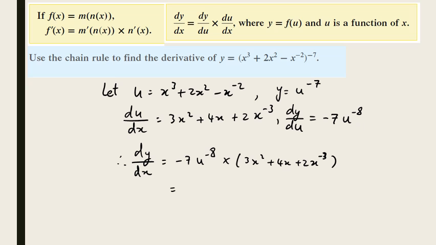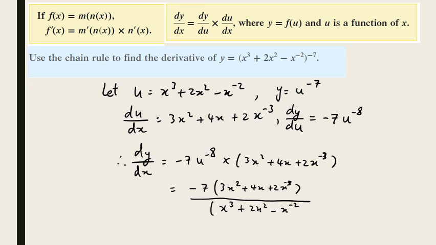So then we get negative 7. I'm going to write all of this in the front. Then we have u to the power of negative 8. Because it's negative, it goes on the bottom. And then we just write whatever u was, which was x cubed plus 2x squared minus x to the power of negative 2, to the power of 8. You can change all the different things with fractions if you like. I'm just going to leave it at that.